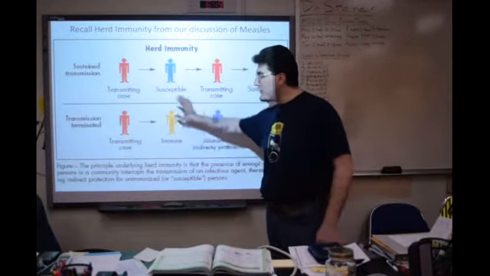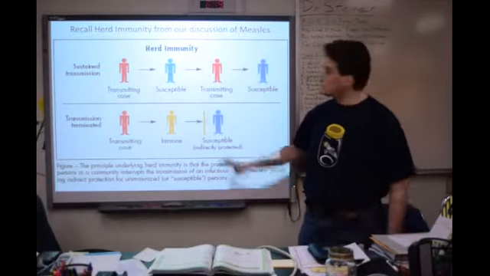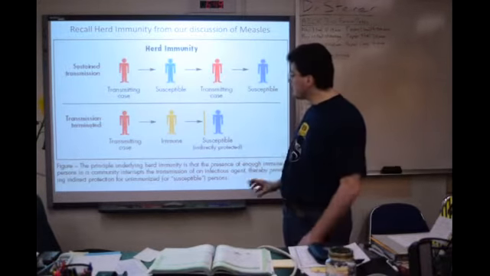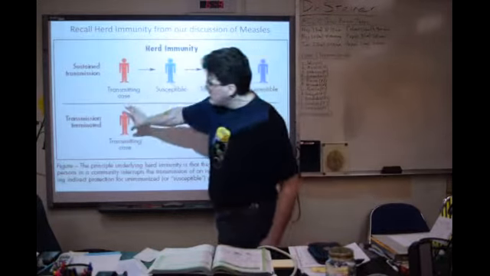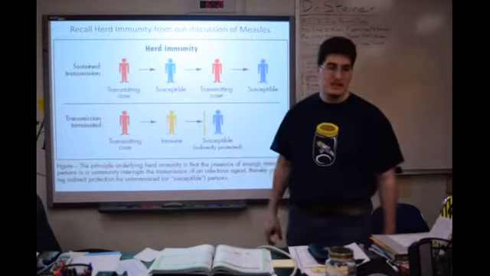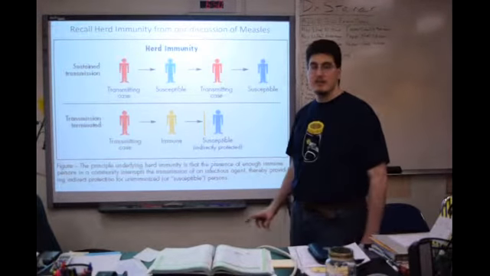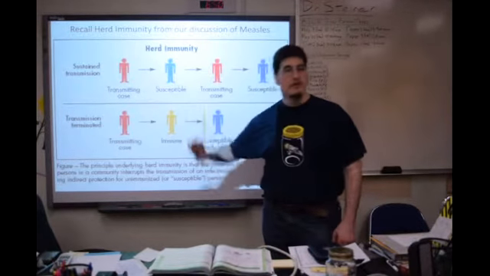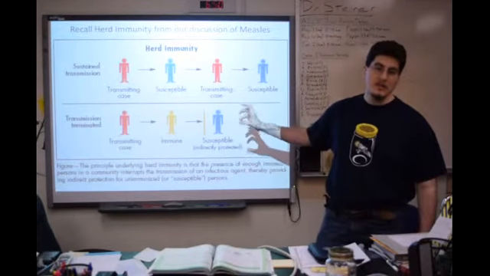And then because they did not become an infectious person, they cannot transmit the disease to a susceptible person. That susceptible person is indirectly protected from the transmissible, infectious disease by the immune individual. They are indirectly protected. So because of herd immunity, people who don't get vaccinated can still not become sick.